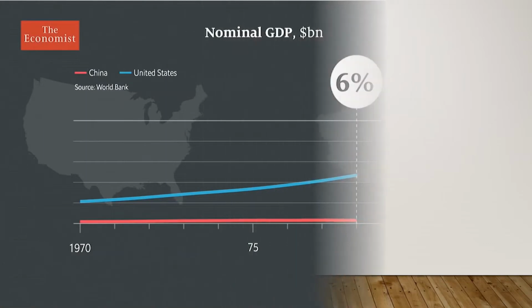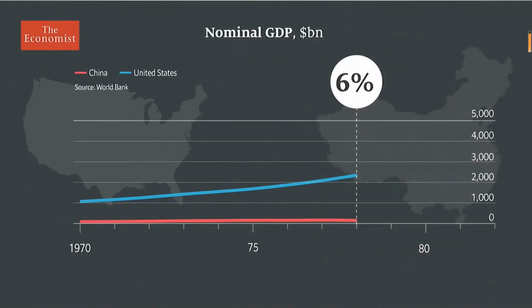So for the students who guessed that US has a higher GDP, then you are correct. But have you guessed that US GDP 45 years ago is actually 16 to 17 times bigger than China? China 45 years ago had a GDP of only around 6% of US GDP.